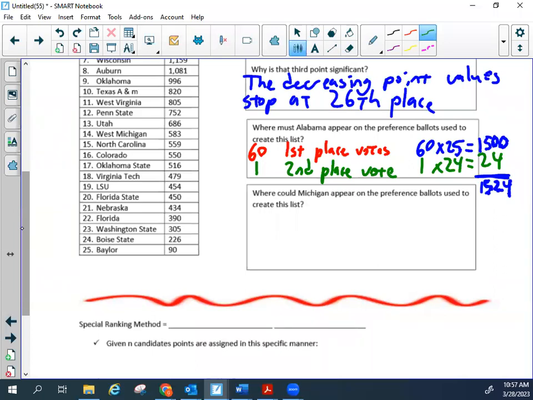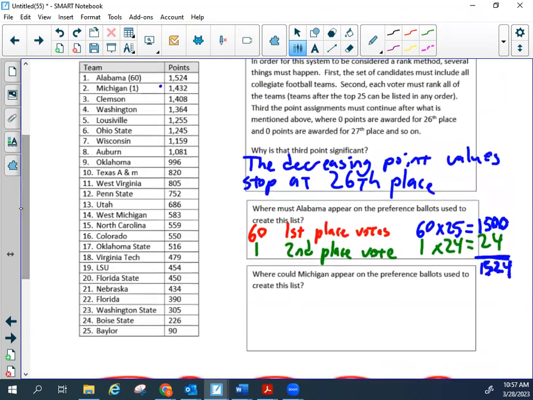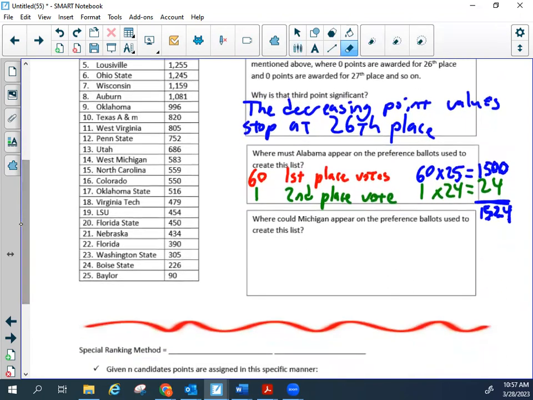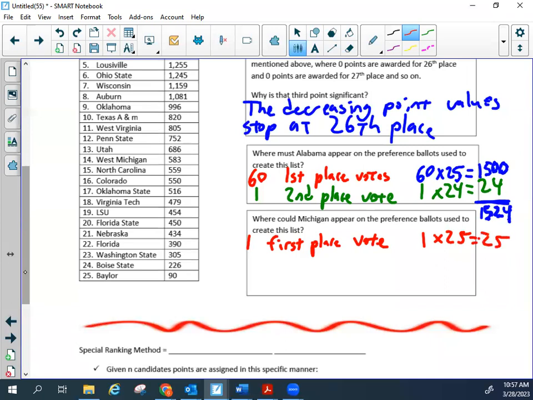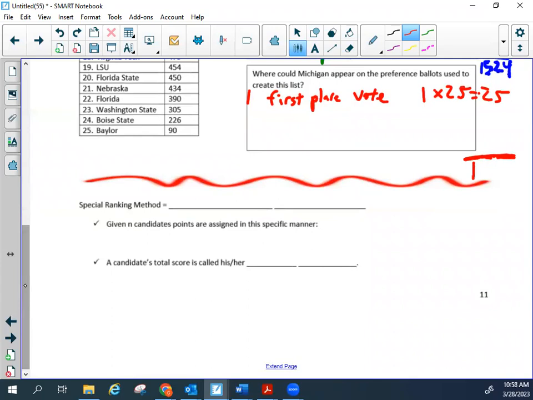Now, where could Michigan have appeared on the ballot? This one's much, much harder. So Michigan, we know, totals up to 1,432 points. And the only thing we really know is that they got 1 first place vote. So that's 1 times 25, that's 25 of their points. And we know they have to add up to 432.